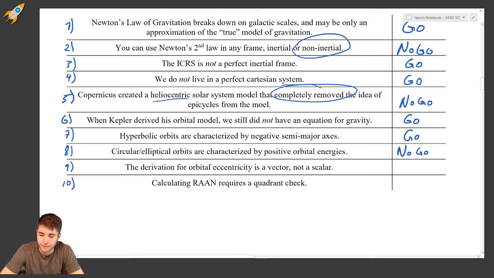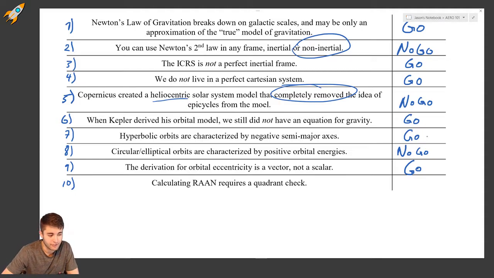So, moving on. The derivation for orbital eccentricity is a vector, not a scalar. And the answer for this is a go, right? When you see eccentricity, you just think of it as a number, right? Well, that's actually not true. We've gone over the derivation in class, so again, just go over to the notes if you haven't seen them. The derivation is actually a vector. And then to get the eccentricity value we all know and love, you just take the magnitude of that vector.